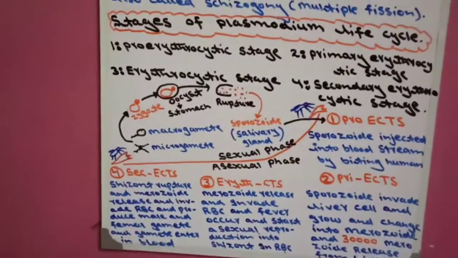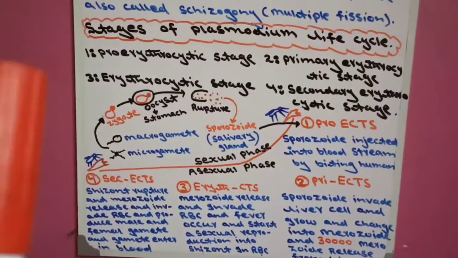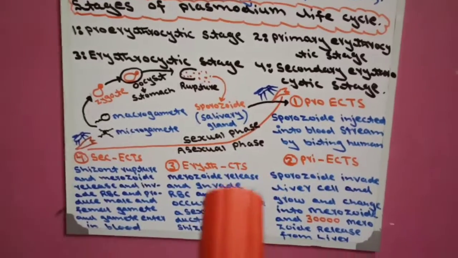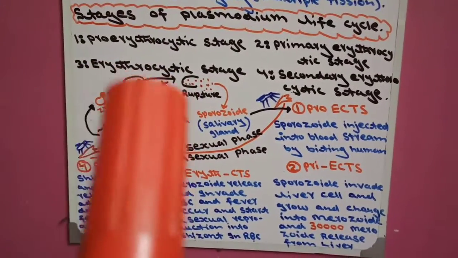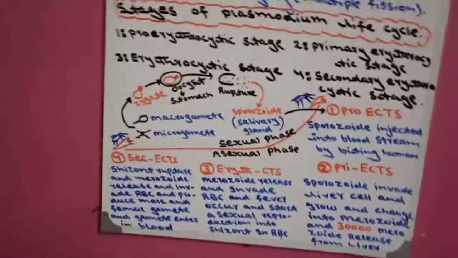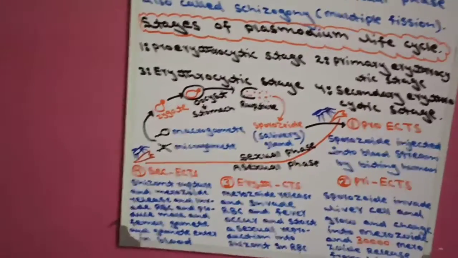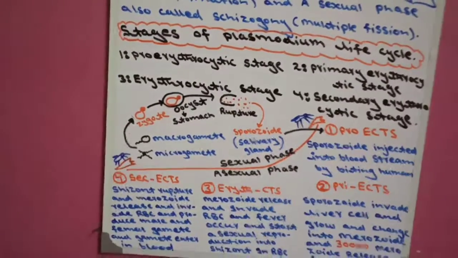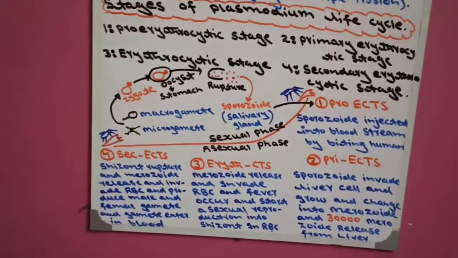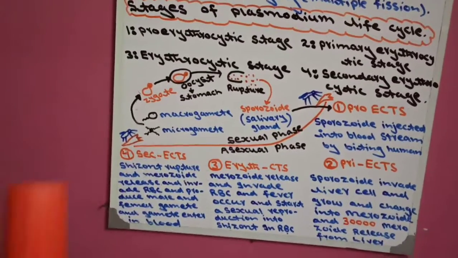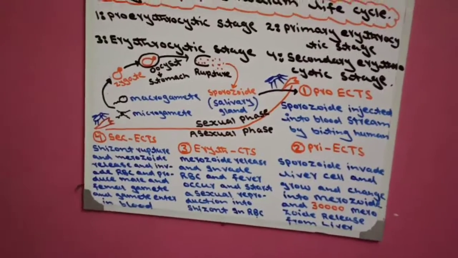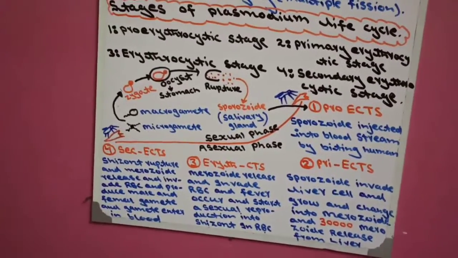The main point is that the asexual reproduction of the Plasmodium life cycle occurs in the human body, and the sexual reproduction occurs inside the female Anopheles mosquito body. But the gametes required for sexual reproduction are produced in the asexual phase, in the secondary erythrocytic stage. In the erythrocytic stage, the merozoite enters and invades the RBC for asexual reproduction.